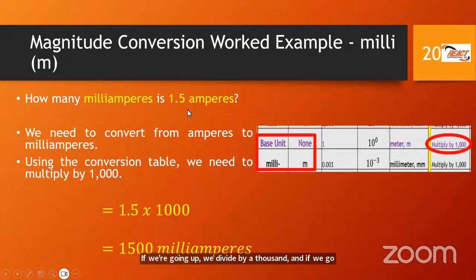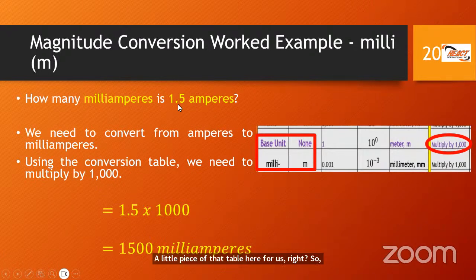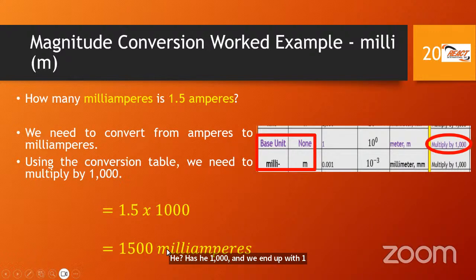Right, so we have just determined that to go from amperes to milliamperes, we need to multiply by 1,000. And we just excerpted a little piece of that table here for us, right? So multiplying by 1,000, they give us 1.5 amperes. So we put that down, 1.5. We are multiplying by 1,000 to convert it to milliamperes. Here's the 1,000. And we end up with 1,500 milliamperes. So that's the answer to this question. Let's do another conversion example.